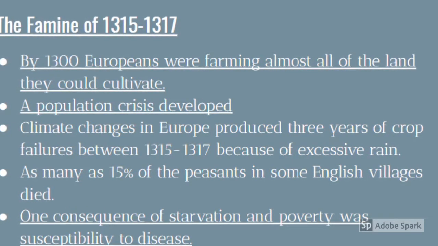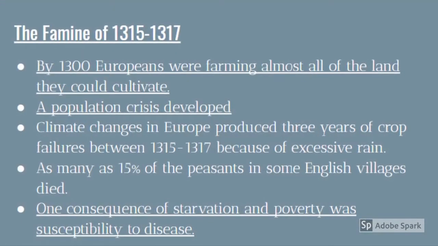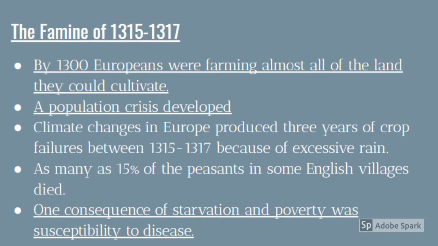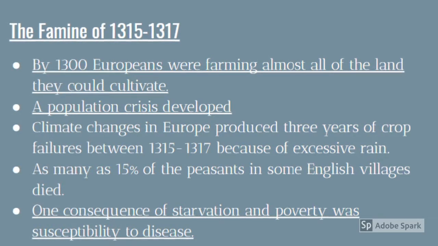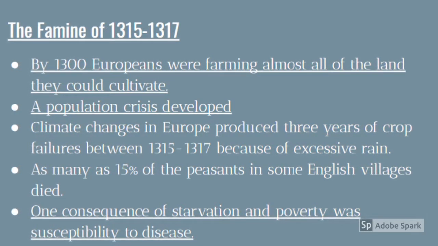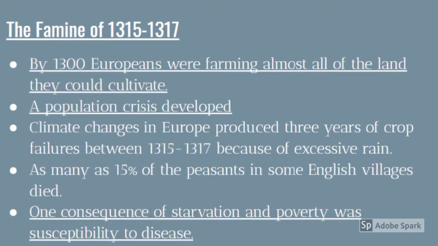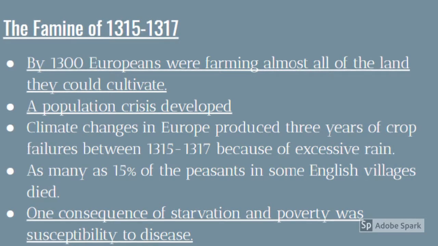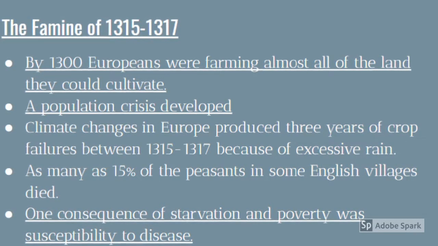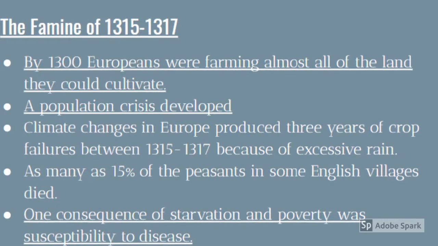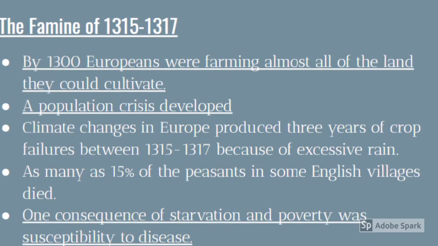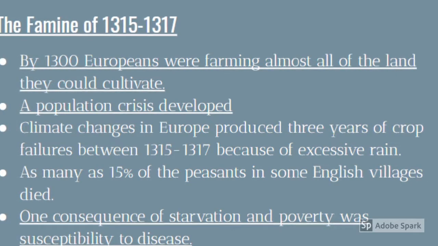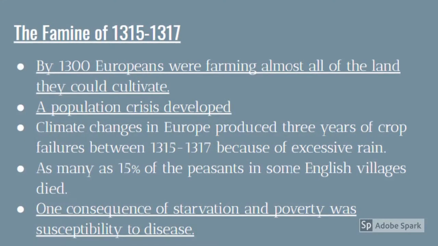If you're using all of your available farmland, it's safe to say you can only ever make the same amount of food every year. Therefore, the population will be stagnant. You can't support more people, so you don't. Climate changes in Europe will produce 3 years of crop failures from 1315 to 1317 because of excessive rainfall. So, 3 years of failing crops, and there's no amount of grain stores that could hold up for 3 consecutive years. So the result is that 15% of the peasant population dies in most villages.